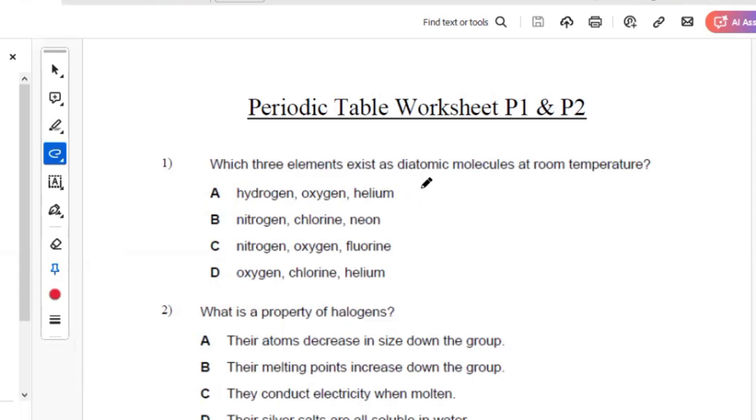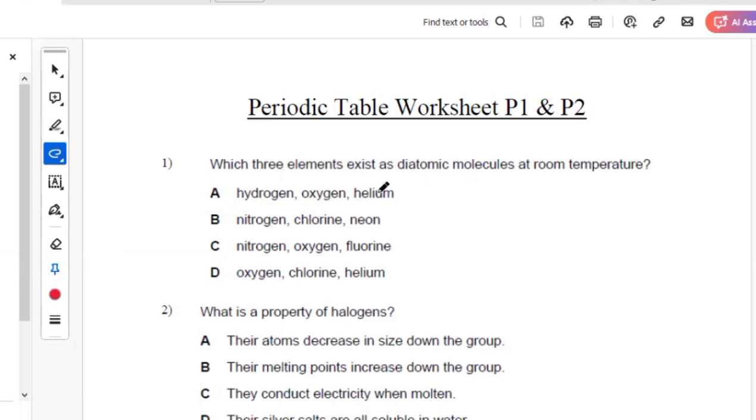Okay, so in this video, we are going to start with the worksheet which is related to the periodic table. Which three elements exist as diatomic molecules at room temperature?